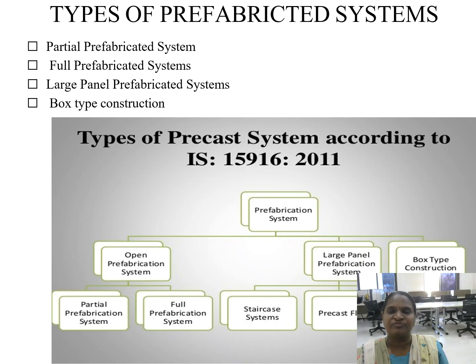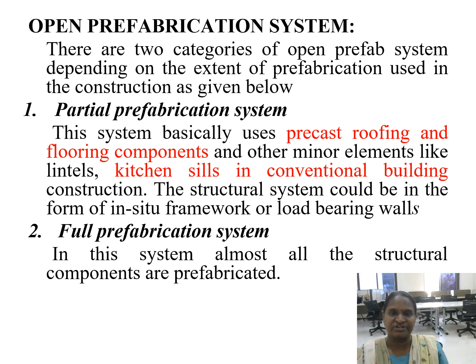And these are the types of prefabricated systems: partial prefabricated system, full prefabricated system, large panel prefabricated system, and box type construction. The open prefabricated system we can classify into partial prefabrication and full prefabrication systems. This system basically uses precast roofing and flooring components and minor elements like lintels and kitchen shelves in conventional building construction. The structural system could be in the form of in situ framework or load bearing walls.